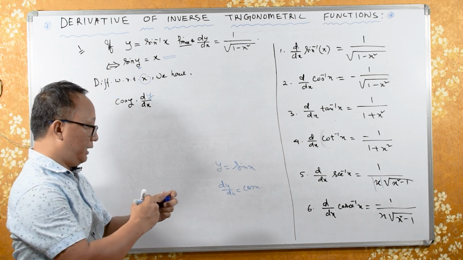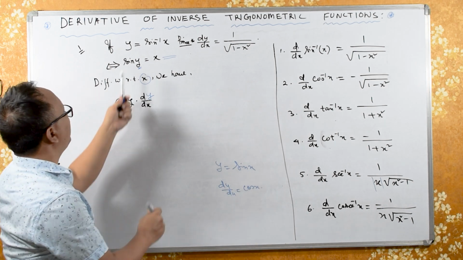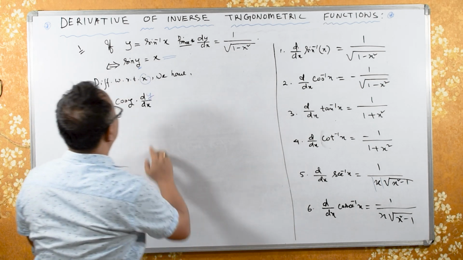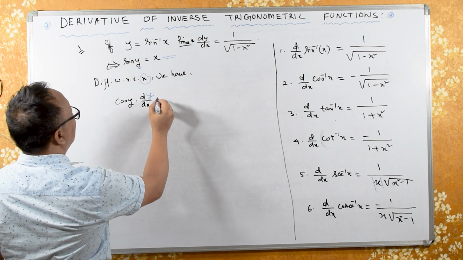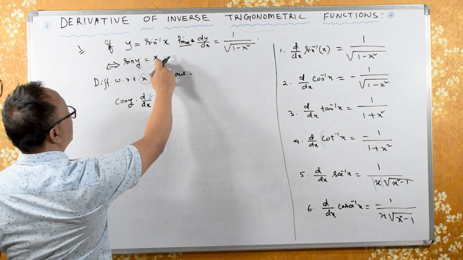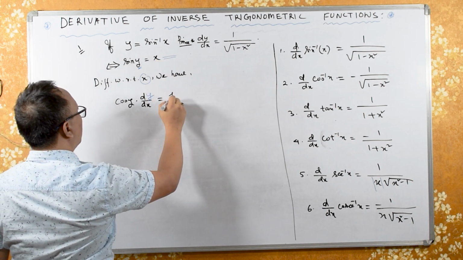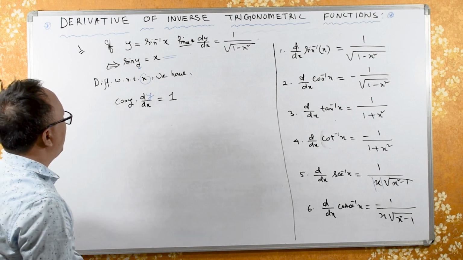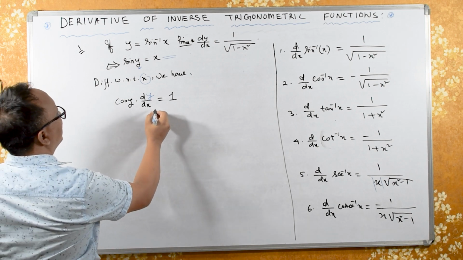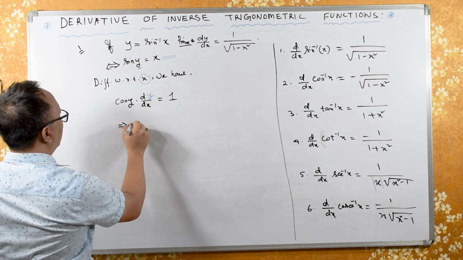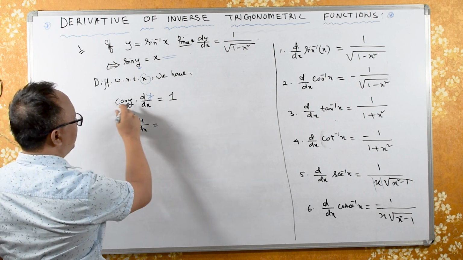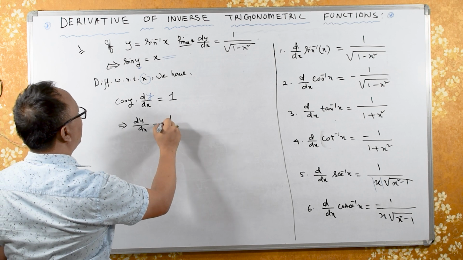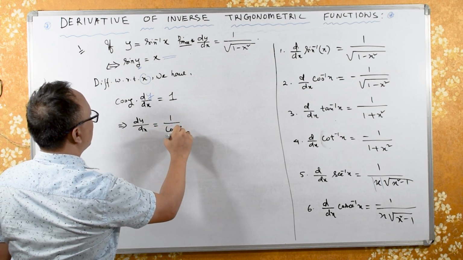But here we have sine y. Therefore we have to write this, and on the right hand side we have x. dy dx of x is 1. Therefore, what is dy by dx? Sending cos y to the other side, dy by dx is 1 upon cos of y.